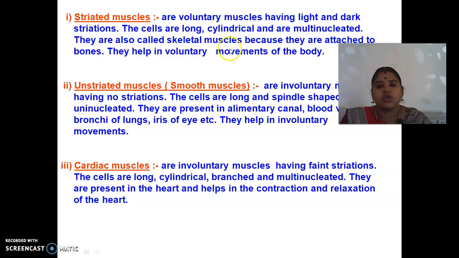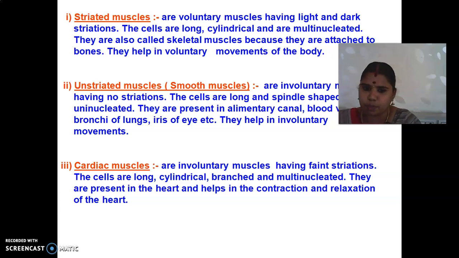So they are also called skeletal muscles. Why? Because they are attached to our bones. Okay. So what is the name of these bones? Last class I told you what is the name of this one. This joint is called what? Ball and socket joint. Okay. And they help in voluntary movement of our body.